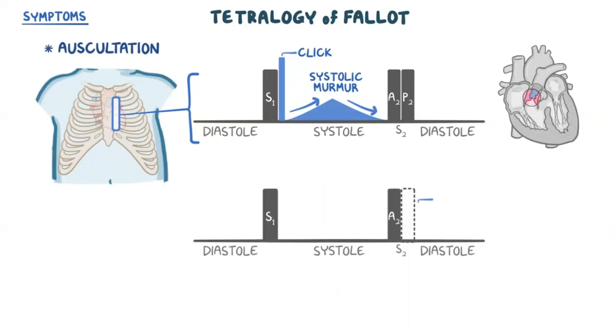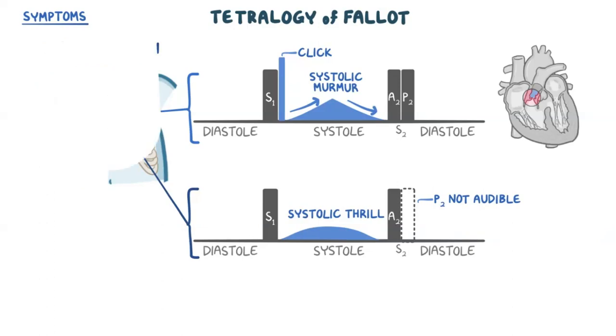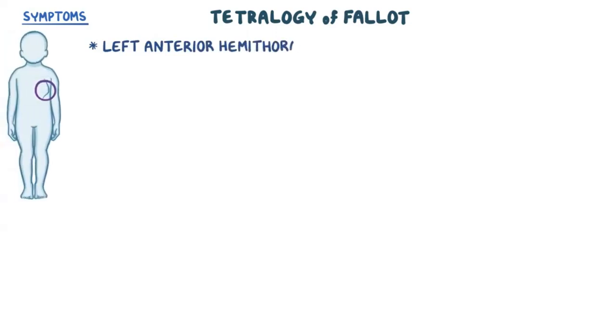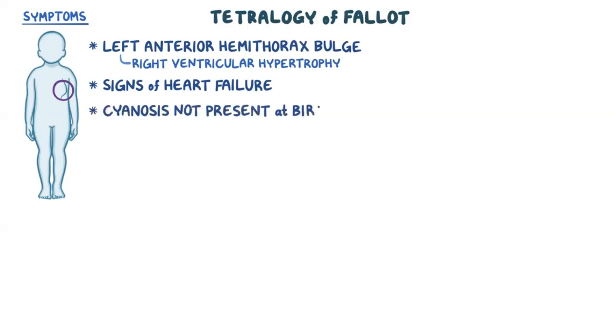In some cases, the P2 sound might not be audible, and a systolic thrill may be felt along the left sternal border in the 3rd and 4th parasternal spaces. Over time, individuals might have a left anterior hemithorax bulge due to right ventricular hypertrophy and signs of heart failure. Often, cyanosis is not present at birth, but it occurs later in the first year of life.